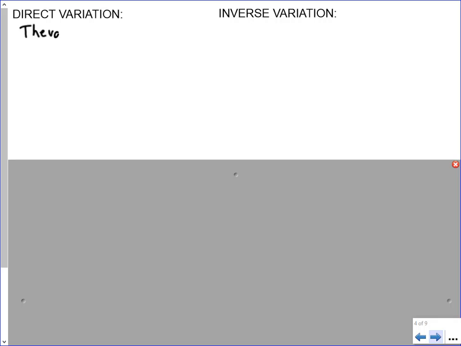The variables x and y vary directly if y divided by x is equal to a. Now what does that mean, y divided by x equals a?